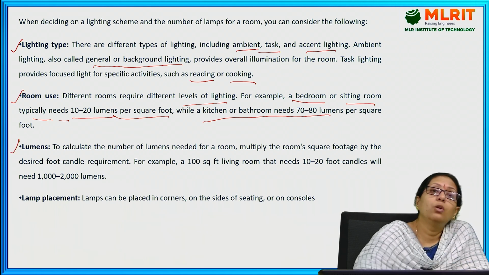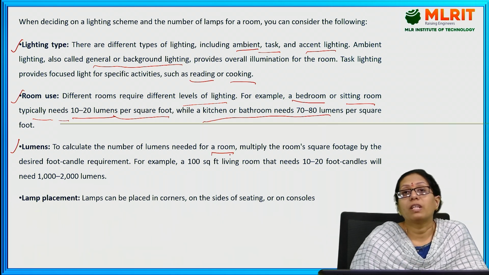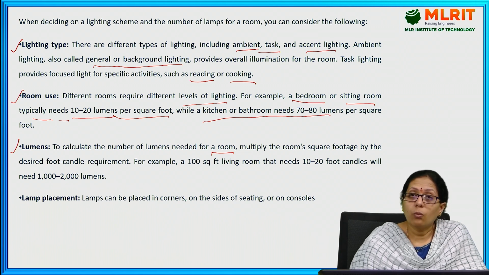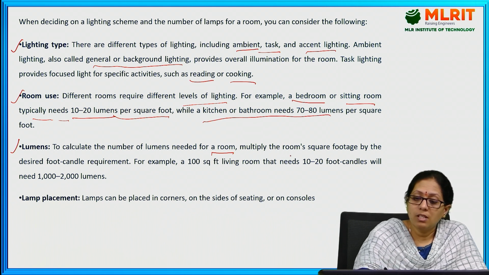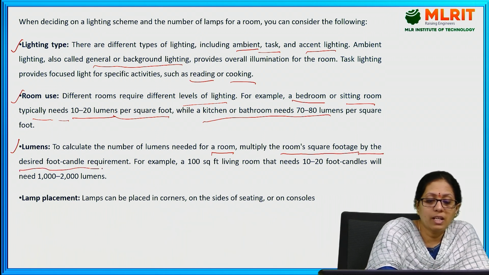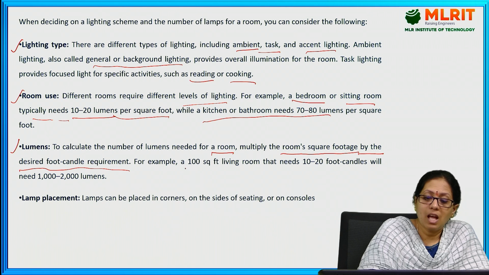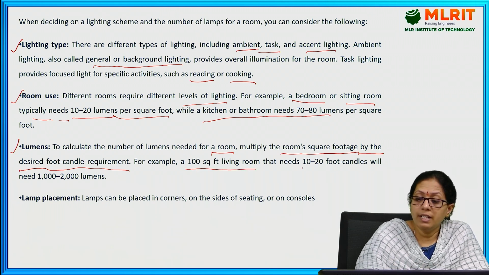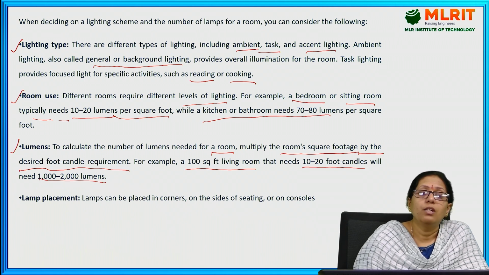The third one is lumens. To calculate the number of lumens needed for a room, we first calculate the lumens required for that particular room based on the requirement. Multiply the room square footage by the desired foot candle requirement, which gives you the lumens. For example, a 1000 square feet living room that needs 10 to 20 foot candles will need around 10,000 to 20,000 lumens.